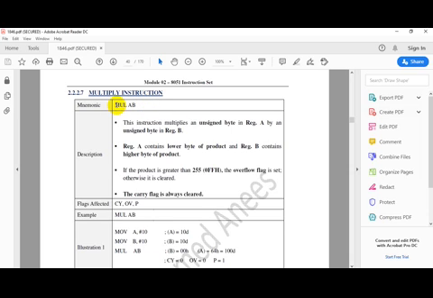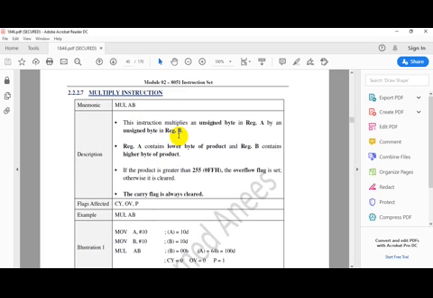The syntax is MUL AB. So there is no space between A and B. Okay, so MUL, use space, then AB. What does this instruction do? This instruction multiplies the contents of register A with the contents of register B, and it stores back the result in both A and B.